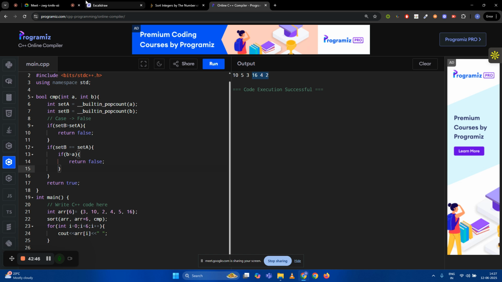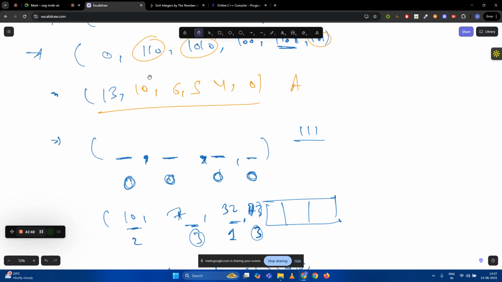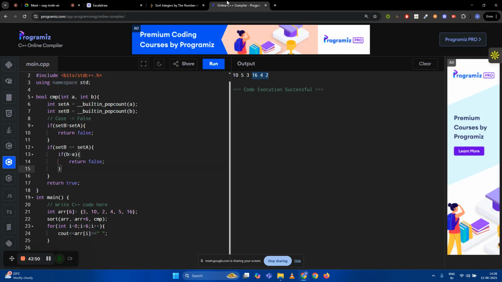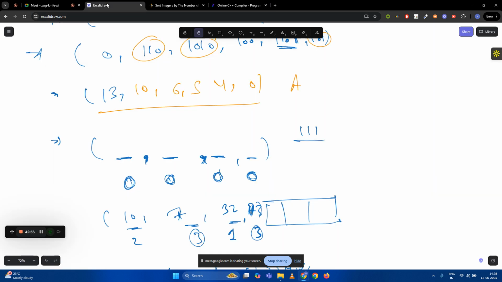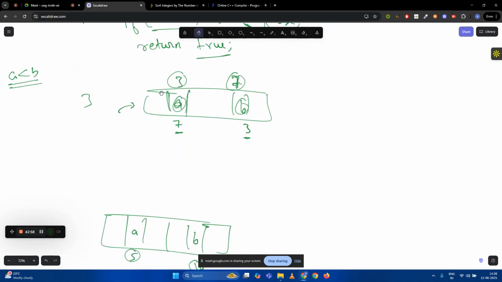Now how would you write it in Java? In Java also you would make a comparator function of a similar type. In the same way you would write the comparator function in Java. Now after that you would write, as simple as that.